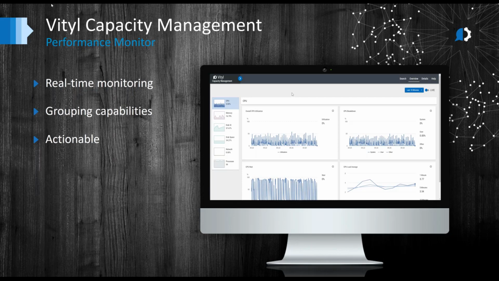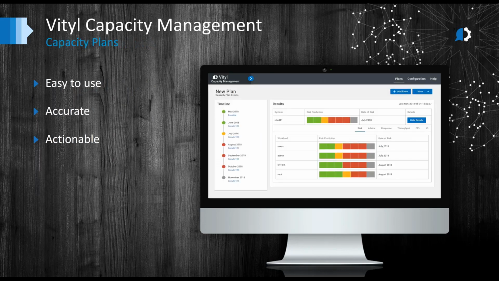It gives you the capability to group different workloads or different system components that you're looking at, and it's actionable. So you're able to look at this and immediately see, you can drill down into processes if you need to and immediately investigate what's going on and take action on it. That's Performance Monitor. And then we have Capacity Plans.